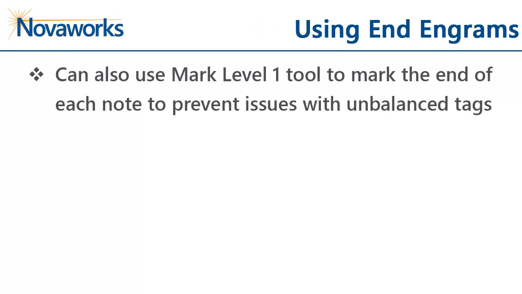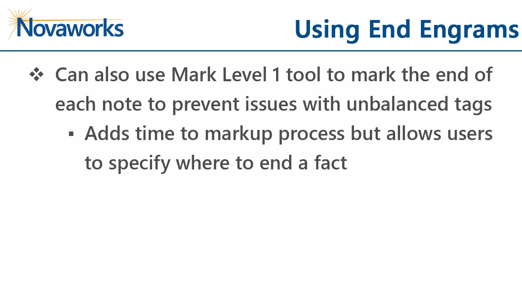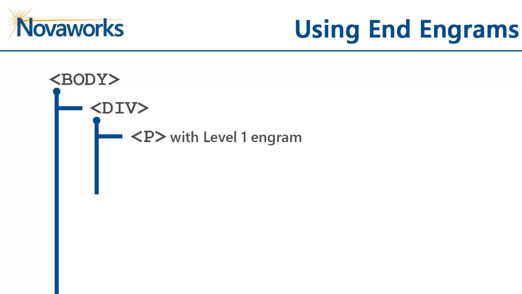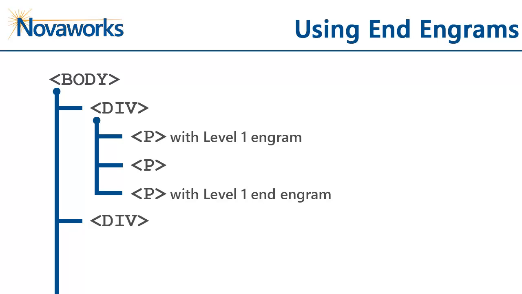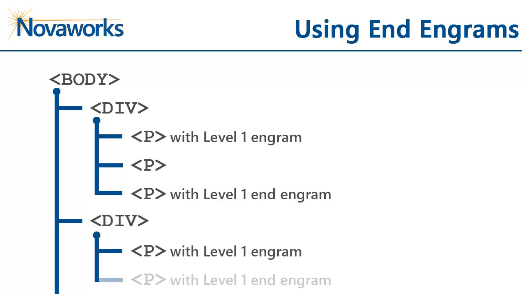You can also use the Mark Level 1 tool to mark the end of each note to prevent issues with unbalanced tags. This adds a little bit of time to the XDX markup, but it allows you to specify where to end a fact. That way you can have separate division tags around each of your notes if you wish. This would look like a div tag, the P tag containing the Level 1 engram, a number of P tags and other HTML elements with the fact data, then the P tag marking the end of the Level 1 disclosure, followed by the closed div tag. In this case, even though the P tag engrams are not siblings, using the close engram marks the close within the same division and thus makes sure that there are no unbalanced tags in the resulting fact data.